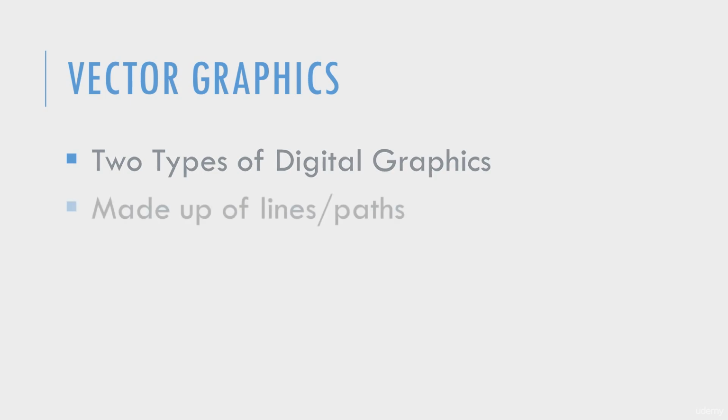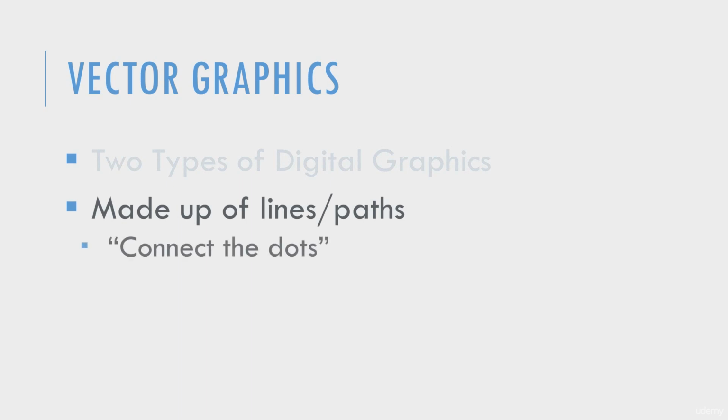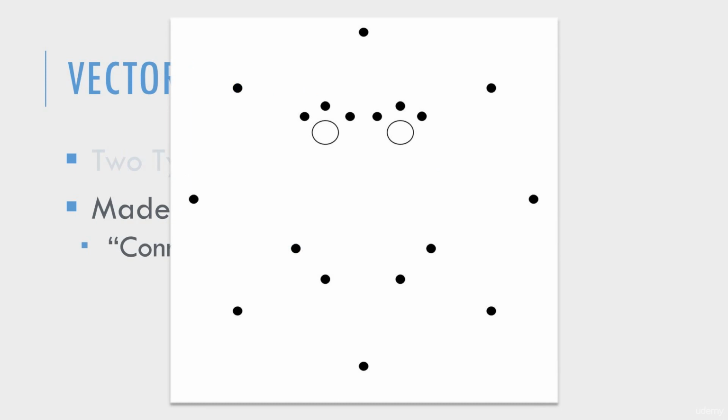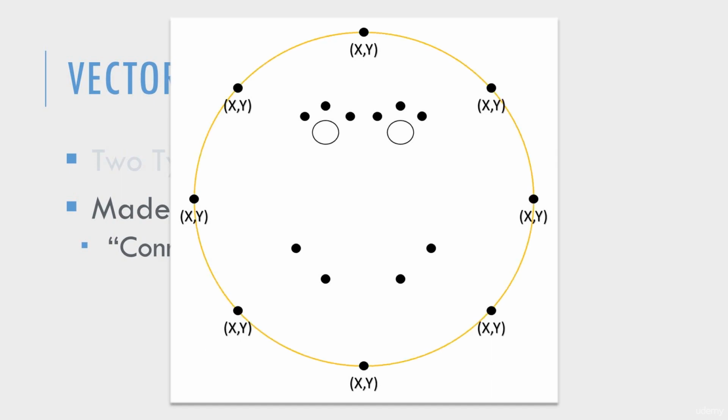Vector graphics are made up of lines or paths. A good example of vector graphics is the connect the dots game that a child would play. They'll have a piece of paper with a series of dots, or in vector graphics, their coordinates, and they'll take their crayons, each a different color, and they'll trace those dots, and eventually, when they trace all of them, the object will be revealed.